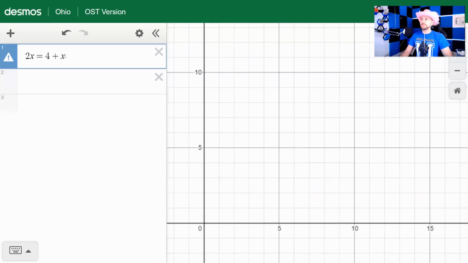Today we're going to be solving equations with variables on both sides. Let's get into it. All right, so this is like a puzzle, right? So it's like x is some number, okay? And we plug in numbers and try to figure it out.